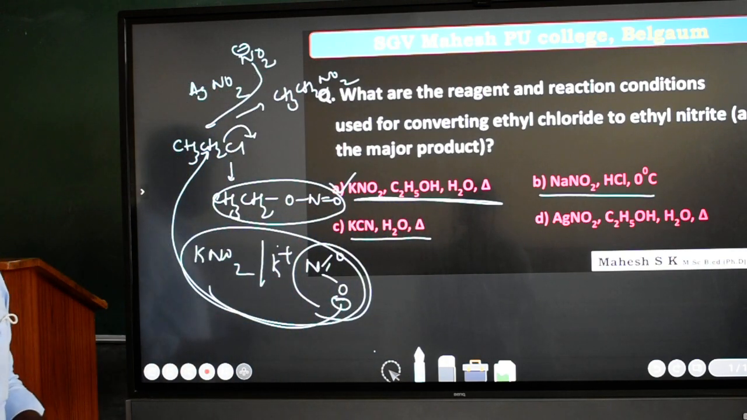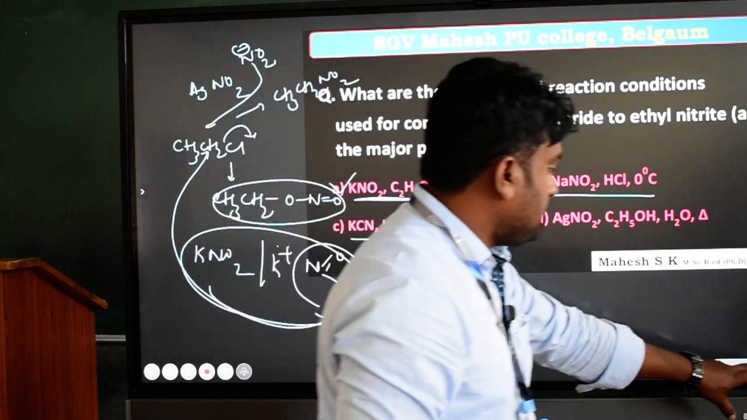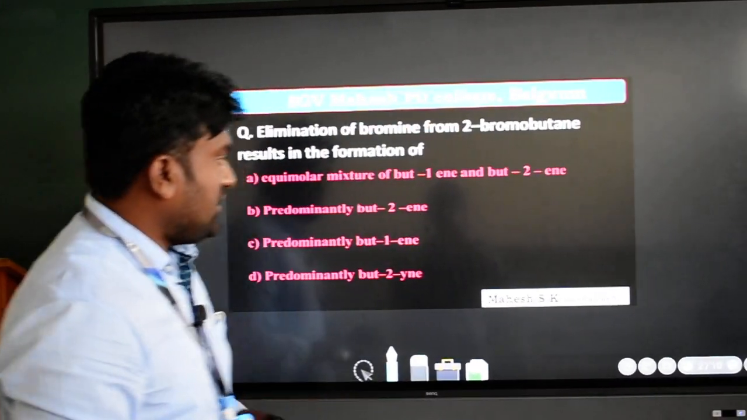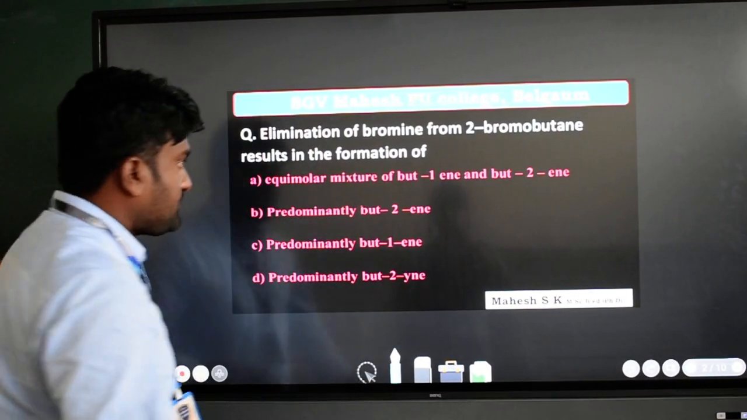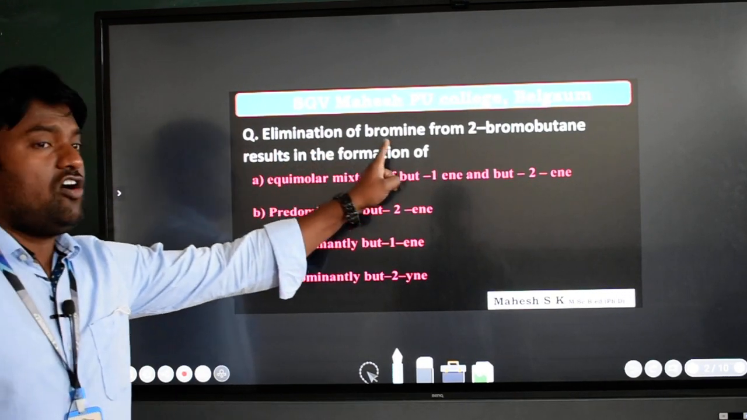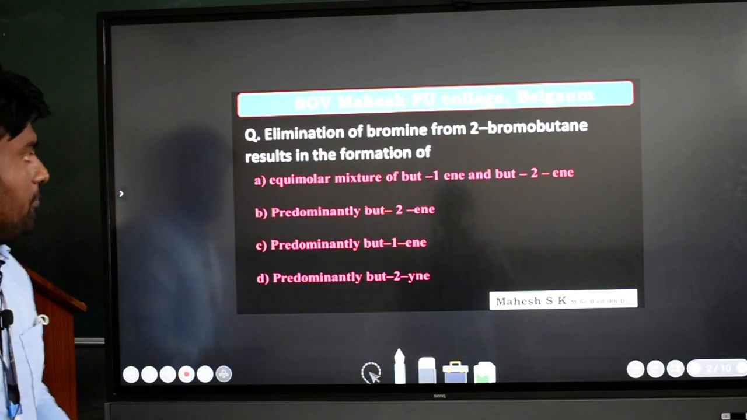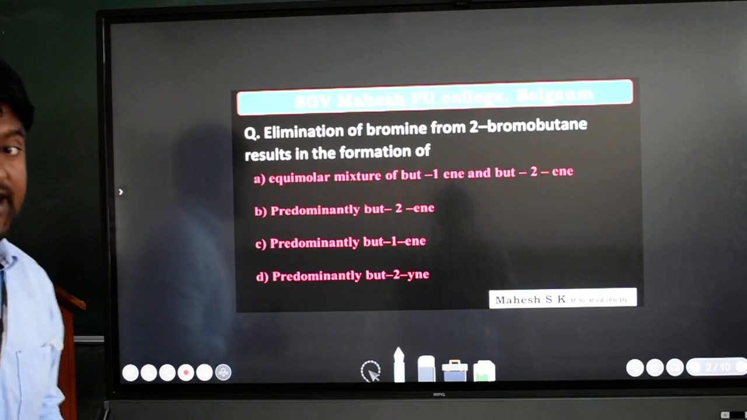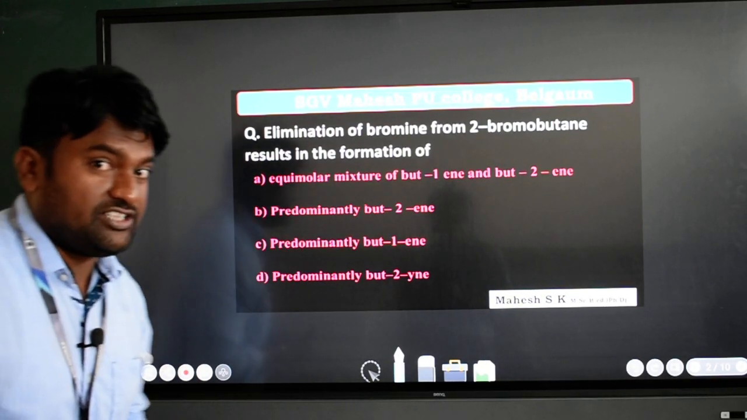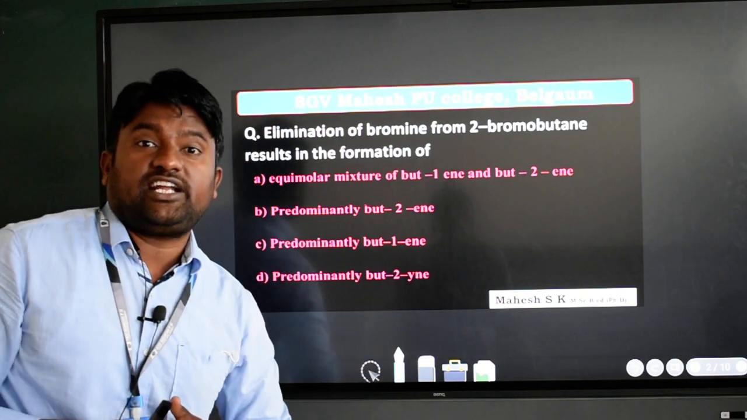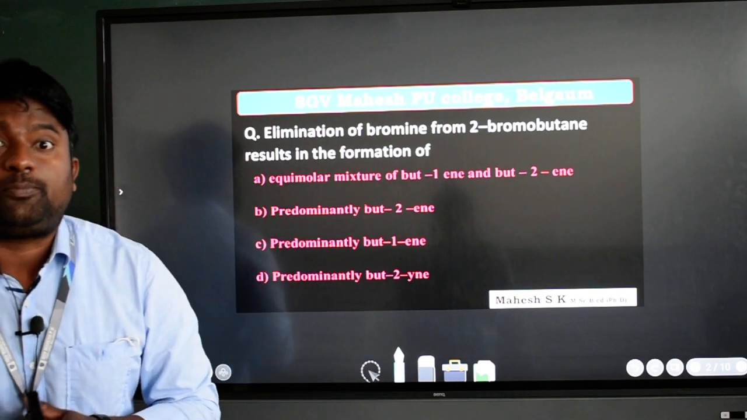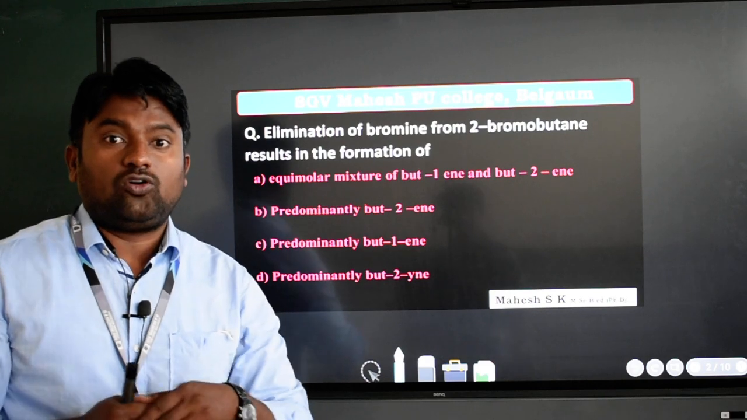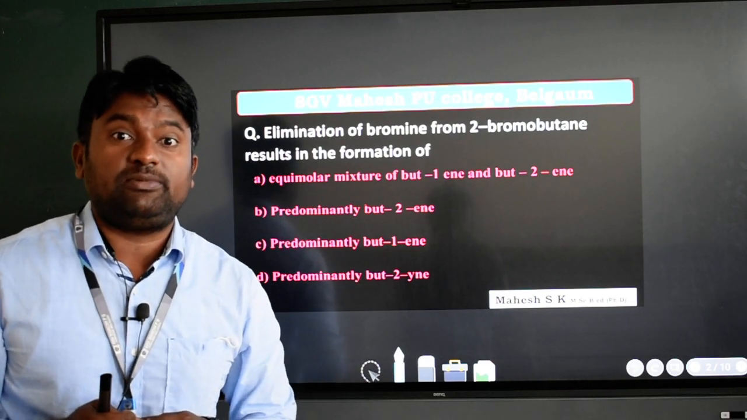So this is the first one. Then I will go with the next one, that is the second one. Elimination of bromine from 2-bromobutane results in the formation of what? Here they have asked about an elimination reaction. We have already discussed that for an elimination reaction we use alcoholic potassium hydroxide.